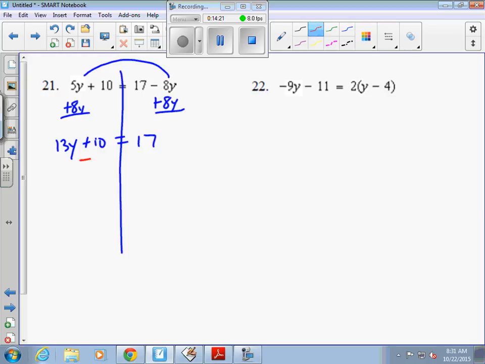Undo plus 10 by subtracting it. Subtract it here. 17 minus 10 is 7. 13y equals 7. Undo 13 times something by dividing by 13 on both sides. Y is 7 over 13.